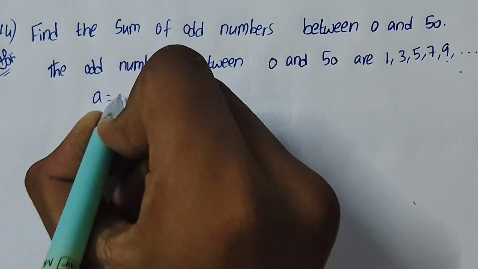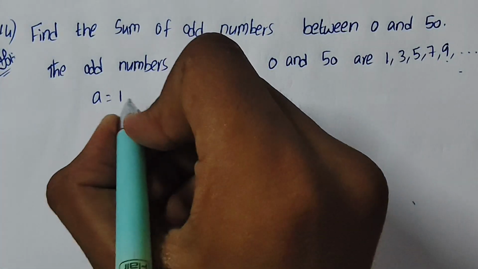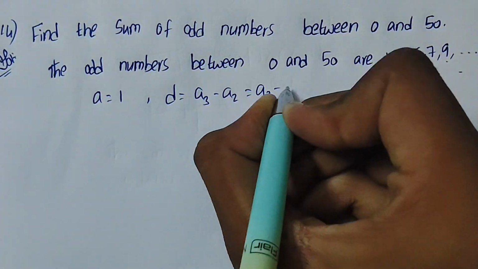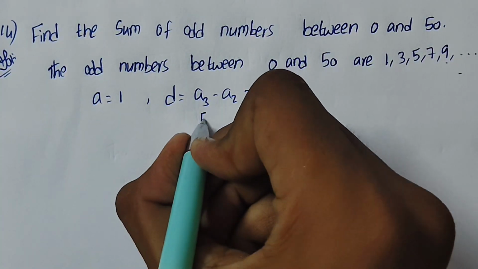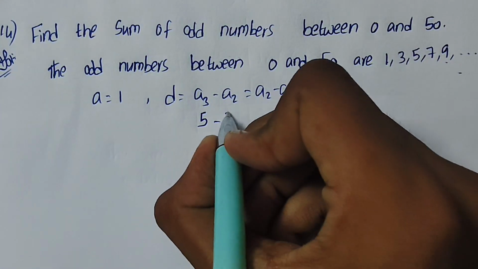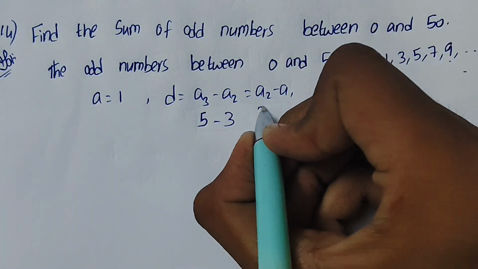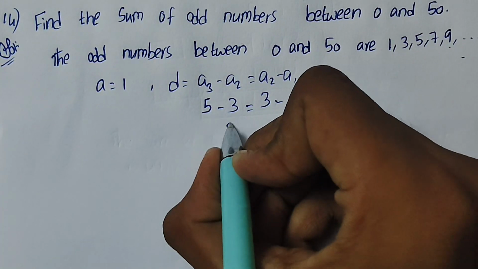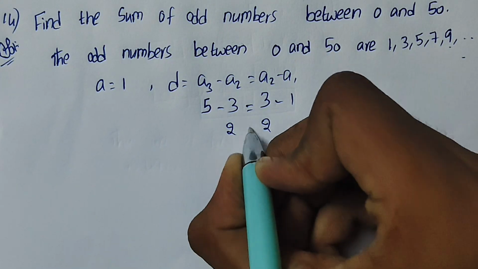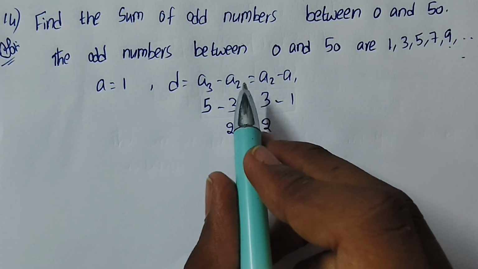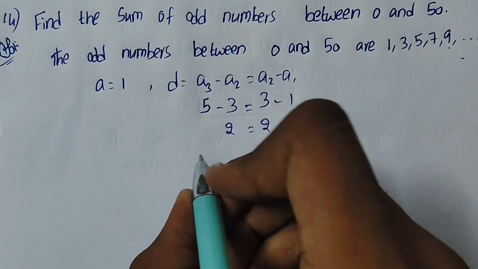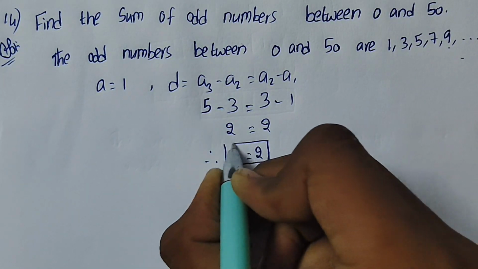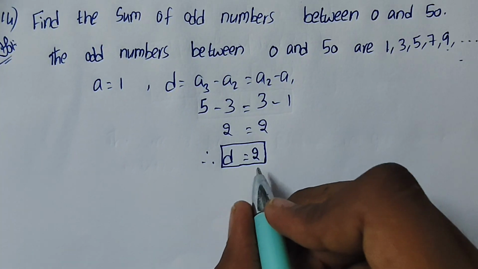So I am taking the value of a is equal to 1 because the first term is 1. Now d is equal to a3 minus a2 which should be equal to a2 minus a1. The value of a3 is 5 minus the value of a2 is 3, and the value of a2 is 3 minus the value of a1 is 1. 5 minus 3 means 2. Here also 3 minus 1 means 2. Both are equal. The value of a3 minus a2 is equal to the value of a2 minus a1. So therefore, the value of d is equal to 2.